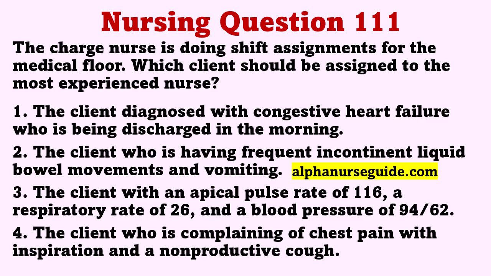The correct answer is 3. The client with an apical pulse rate of 116, a respiratory rate of 26, and a blood pressure of 94/62. The client in option 3 is exhibiting signs and symptoms of shock, which makes this client the most unstable. An experienced nurse should care for this client.